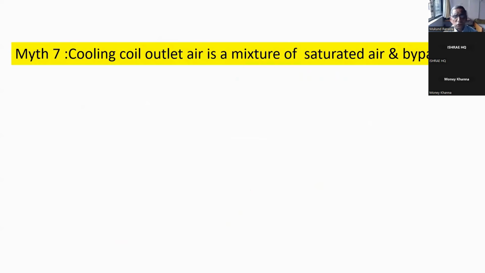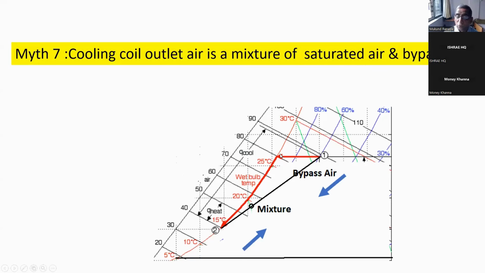Now the next myth is that cooling coil outlet air is a mixture of saturated air and bypassed air. That is what we normally take. To represent it graphically, suppose there is air at point 1 and the average surface temperature of the coil is 2. Then some of the air follows the process line and comes to point 2, and some air gets bypassed, and point 2 and point 1 mix and we get a mixture point. This is very convenient for all the calculations and methodology.